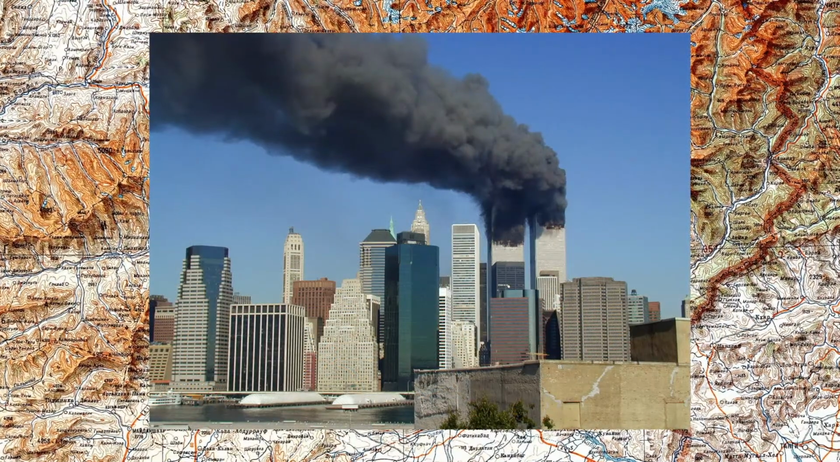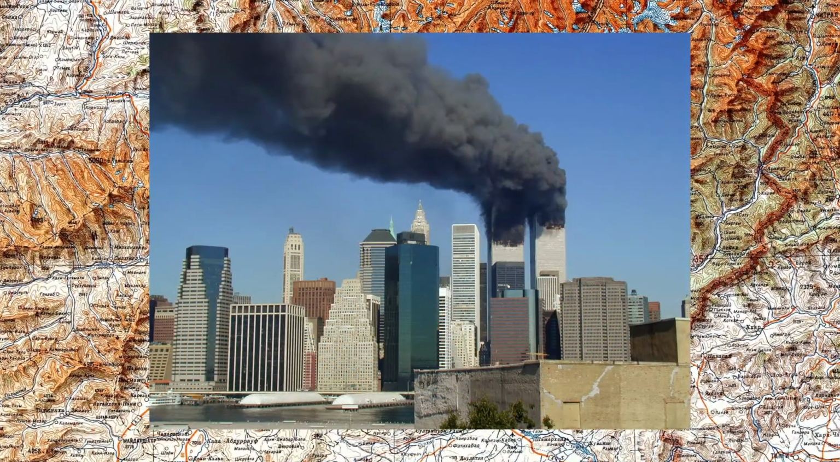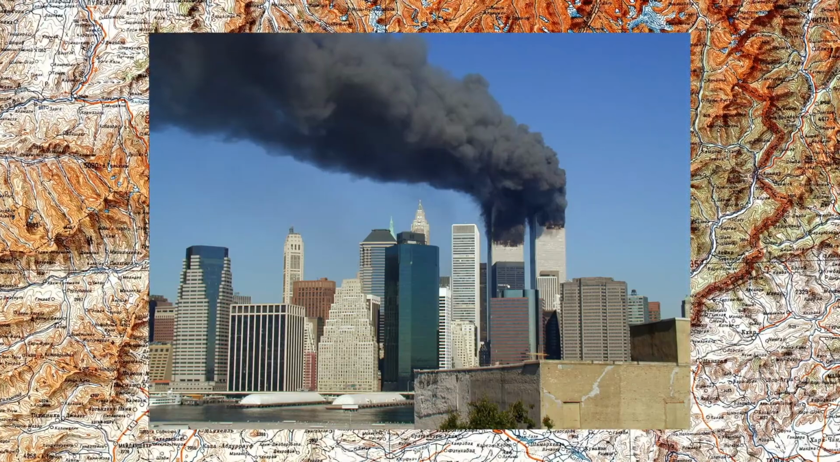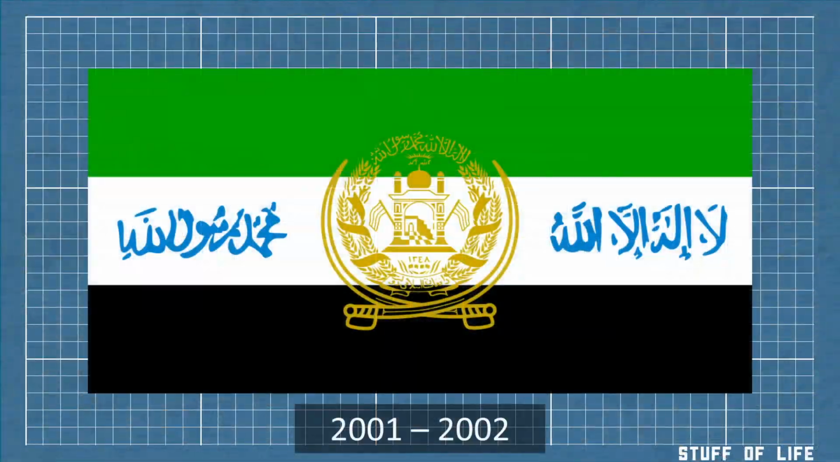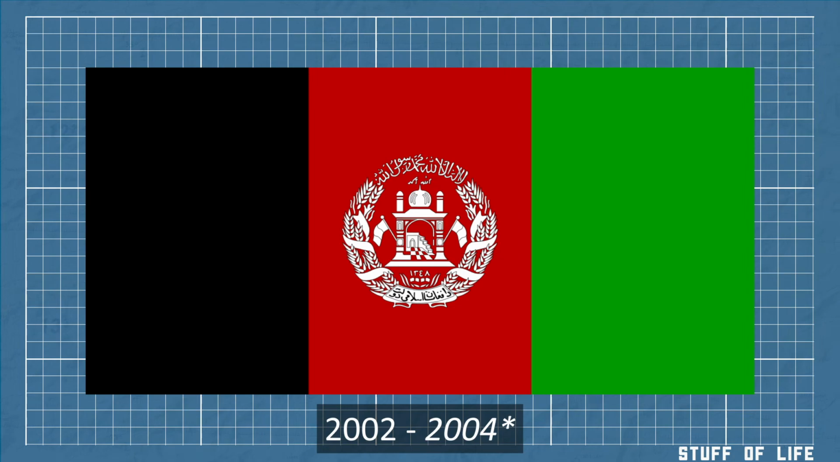After the September 2001 New York City terrorist attack, an international coalition helped the Northern Alliance to depose the Taliban regime shortly afterwards, and the 1992 design was back with the addition of the Shahada written in blue in the middle stripe. A few months later, the traditional black, red, green vertical stripes were back, and the emblem was modified by taking the swords away from it.